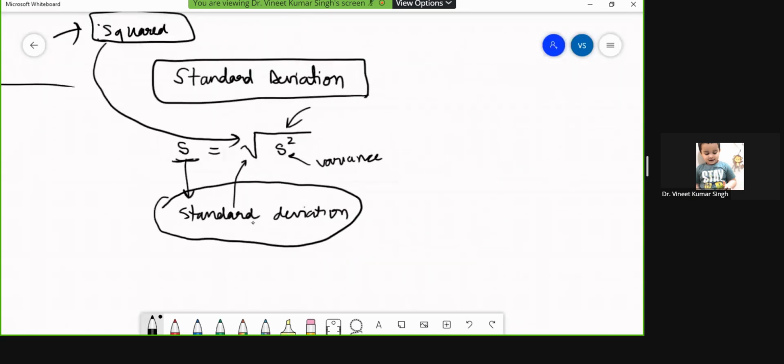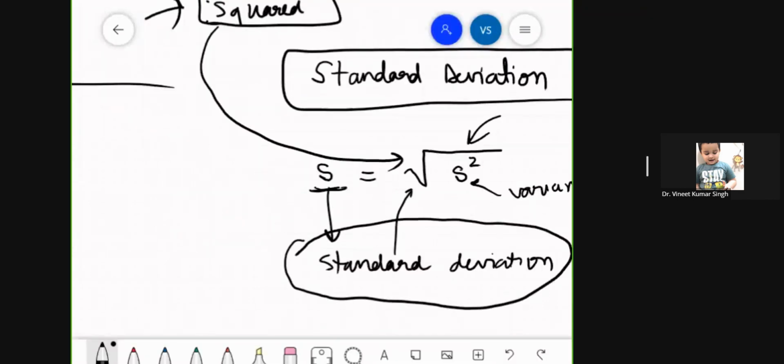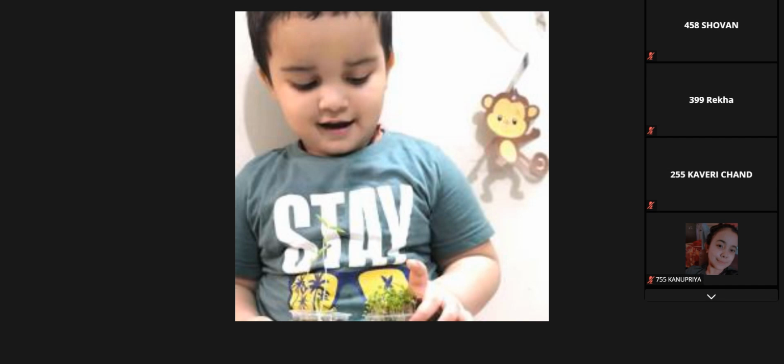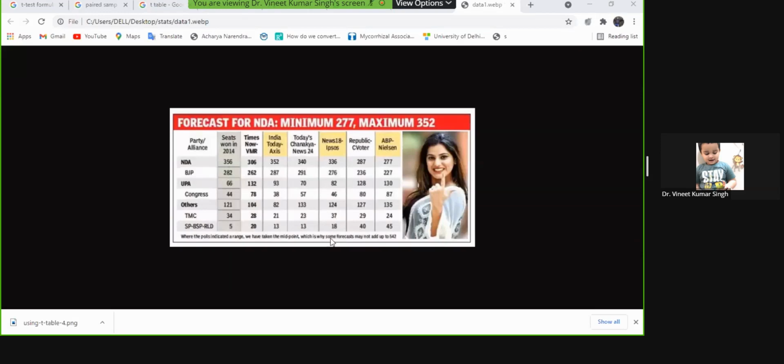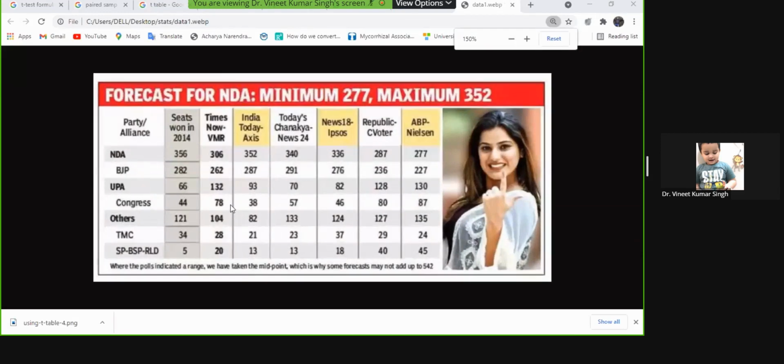You must have seen this. One minute, let me share the folder, hold on a second. Suppose this is data. This is a pre-poll survey. All of this is data, normal data: number of seats each party will win out of 306.